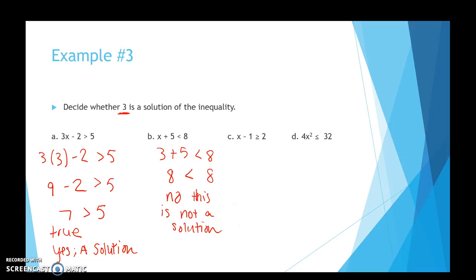Let's look at C here. Again, substituting 3 in for x, so 3 minus 1 is greater than or equal to 2. 3 minus 1 is 2. Is that greater than or equal to 2? Well, it's not greater than, but it is equal to 2. So 2 is equal to 2. So this actually is a true situation. Yes, this is a solution.